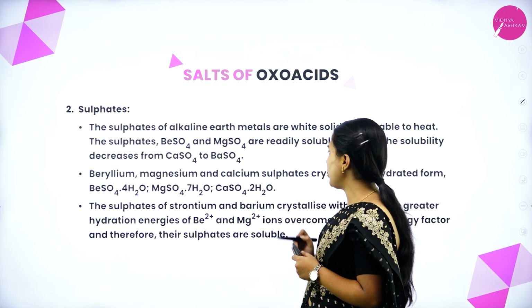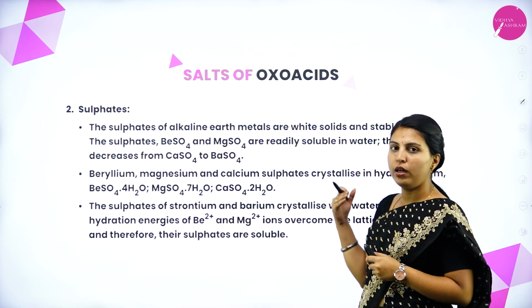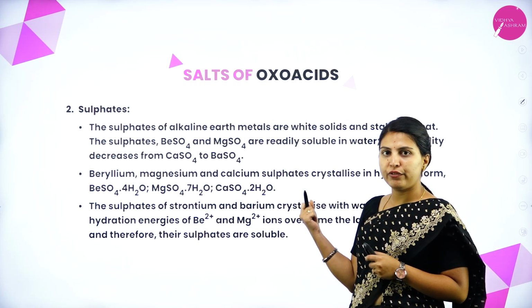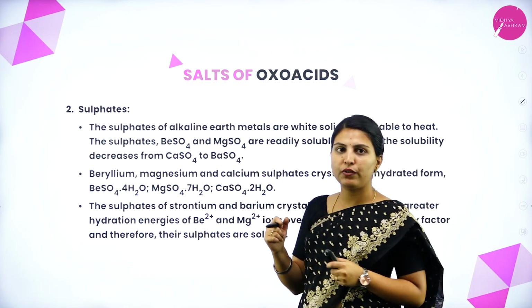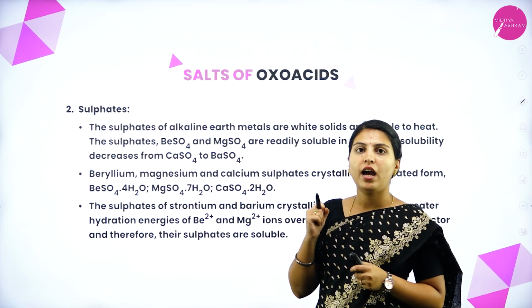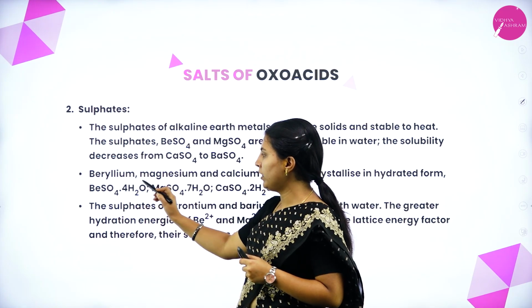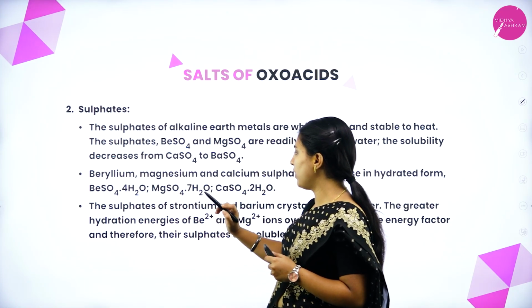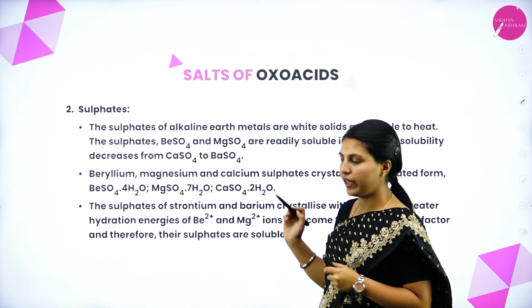Beryllium, magnesium and calcium sulfates crystallize in hydrated form. How will they be present in hydrated form? These three sulfates form crystals in the hydrated form, not separated. See here: beryllium sulfate tetrahydrate, magnesium sulfate heptahydrate, calcium sulfate dihydrate.